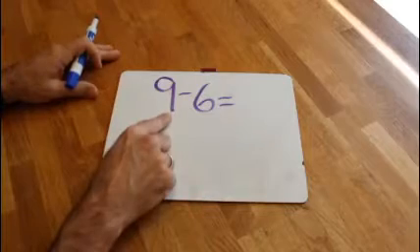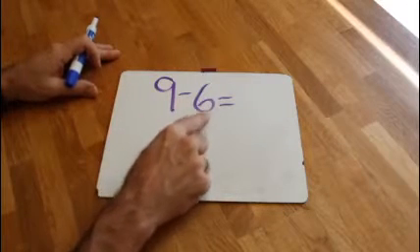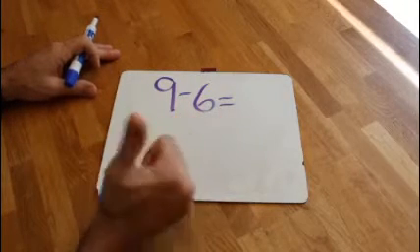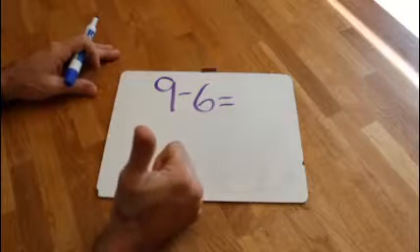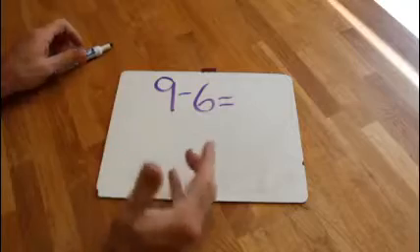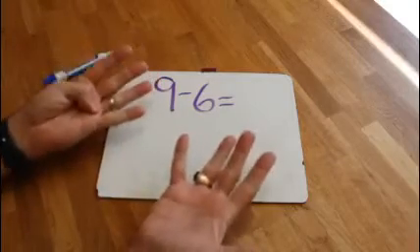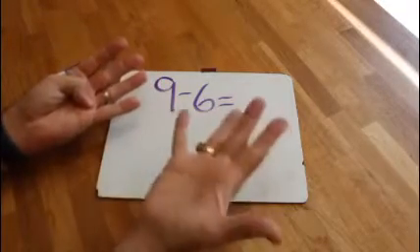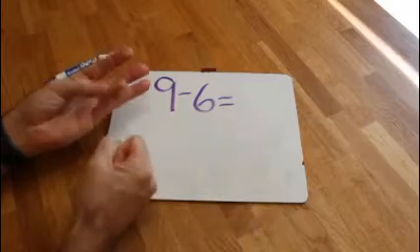Here we go. 9 minus 6 equals, quick mental math. Okay, we can do our subtraction with our fingers. Quick and easy. We got 9 minus, take away 6. So there's 5, 6.